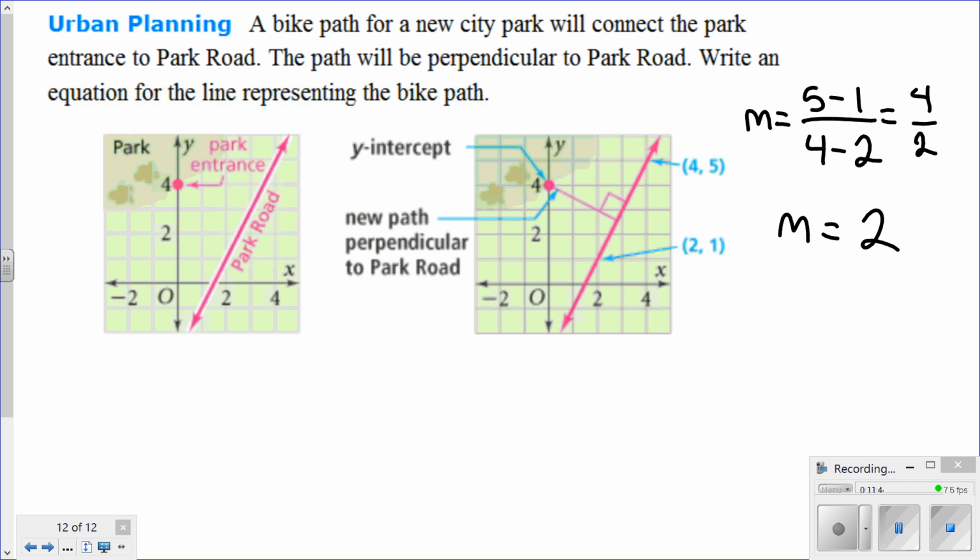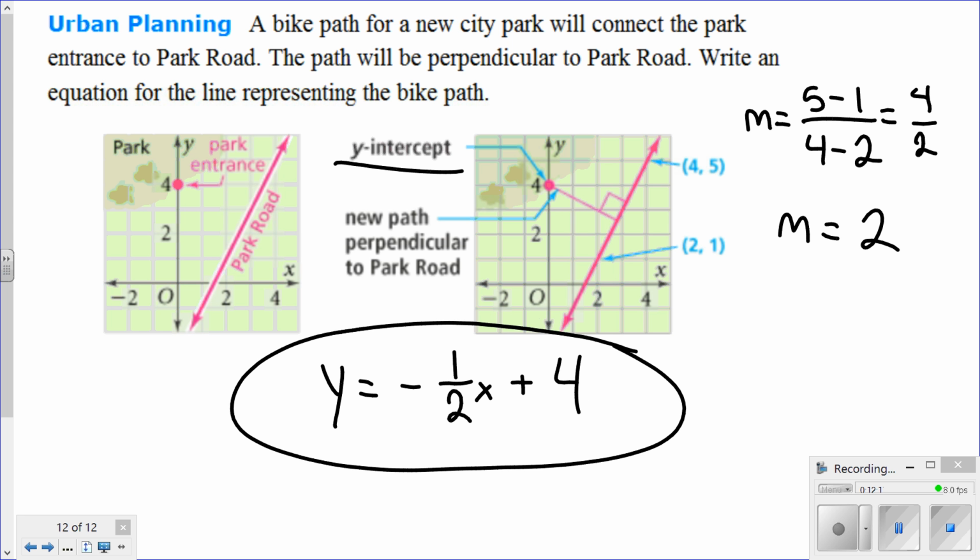So what does that make the perpendicular slope? Since it's 2, the perpendicular slope is going to be -1/2. Remember, the opposite reciprocal. Now the last part I need to figure out is the y-intercept. And so I notice that this line looks like it's crossing the y-axis at +4, hence the y-intercept right there. So y equals -1/2 x plus 4.